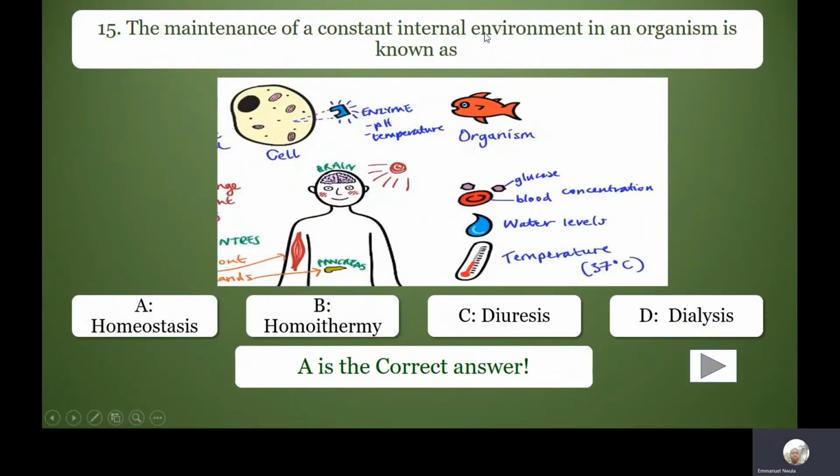The maintenance of a constant internal environment is known as homeostasis. Our body is always trying to maintain a constant internal environment. The temperature is kept constant, the pH, the water level, the glucose concentration is kept constant. That is homeostasis.